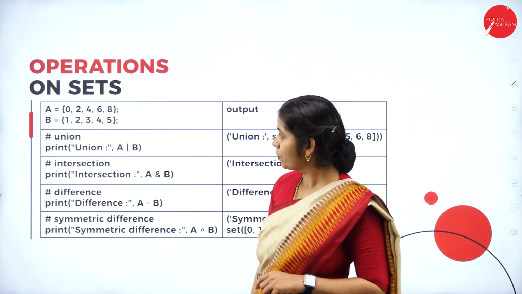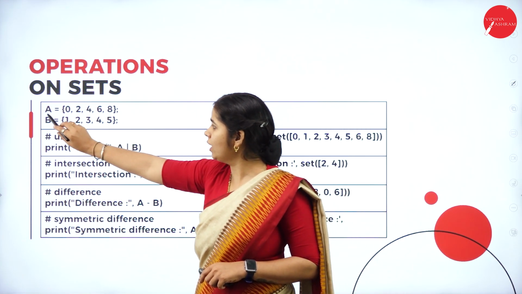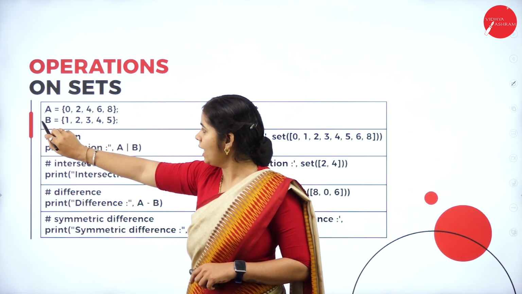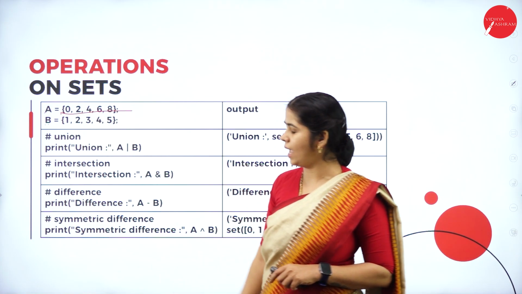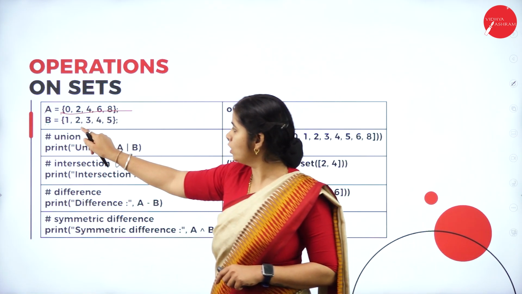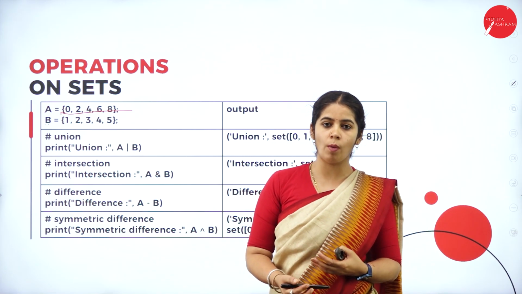So let us see each operation with the example. Here we have taken two sets, set A and set B. Set A has the values 0, 2, 4, 6 and 8. Set B has the values 1, 2, 4 and 5. What happens when the union operation is done?